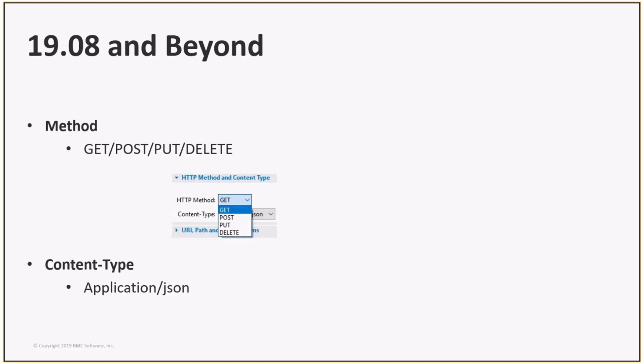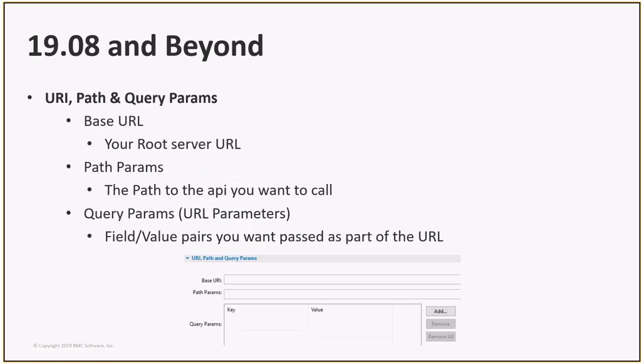The method that you use is dependent upon the service that you are talking to and the action you're trying to take. We've also got content type. The only option available at this point through Remedy is application JSON. When we continue looking down from there, we see that there's a URI, path, and query parameters.